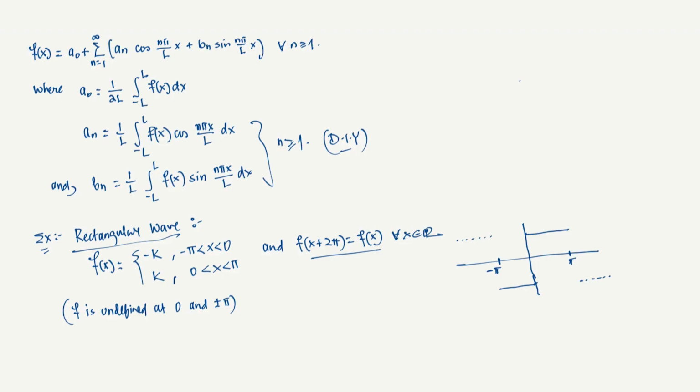So let's find the Fourier series of this. So first thing first, you do realize that the Fourier series exists for this. Why? Because this is basically a piecewise continuous function, right? Okay. So in minus pi and pi, right?